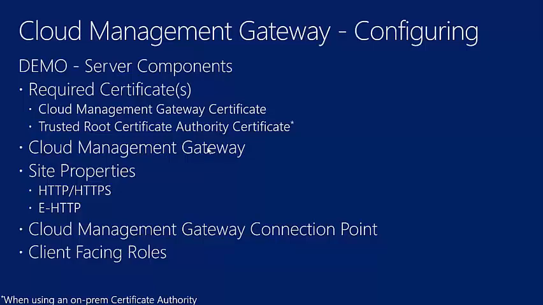certificate itself, right, for server authentication. Then because I'm issuing the Cloud Management Gateway certificate, I'm going to need to make sure the Trusted Root certificate authority certificate is in place. I'll need to configure the Cloud Management Gateway. I'll need to configure some site properties. I'll need to configure the Cloud Management Gateway connector point, and then client-facing roles. So that said, let me go ahead and pull in my lab environment and show you how to walk through each one of these.